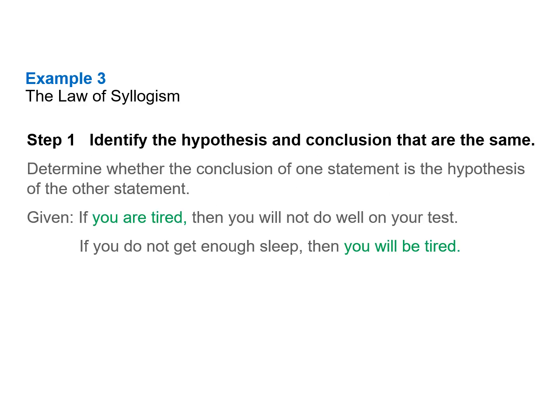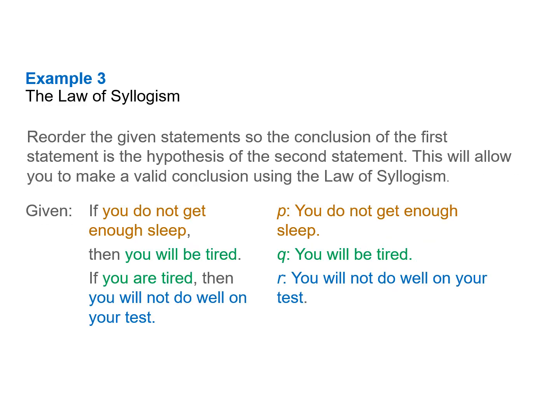Identify the hypothesis and conclusion that are the same. Determine whether the conclusion of one statement is the hypothesis of the other. Right now, we have the hypothesis of one statement is the conclusion of the other, but we wanted to end with the conclusion and begin with the same hypothesis. One way to do that is to reorder the given statement so that the conclusion of the first statement is the hypothesis of the second. This will allow you to make a valid conclusion using the law of syllogism.